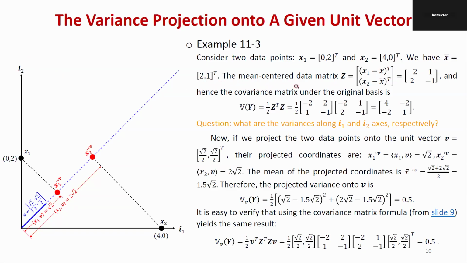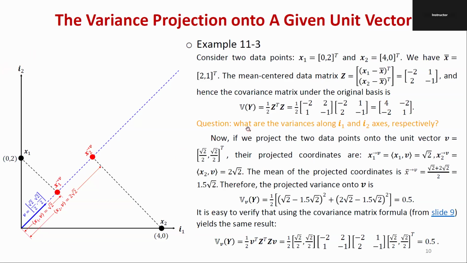Then the mean centered data z is just x1 minus the mean, which is (0, 2) minus (2, 1), which is (negative 2, 1). And the second data is (2, negative 1). That's it. Then I can compute the covariance matrix using this formula, so this is my covariance matrix, right? So question, what is the variance of this data set x1, x2 along I1? Super simple, we can just read it. It's a 4. Along I2, it's 1. That's it.